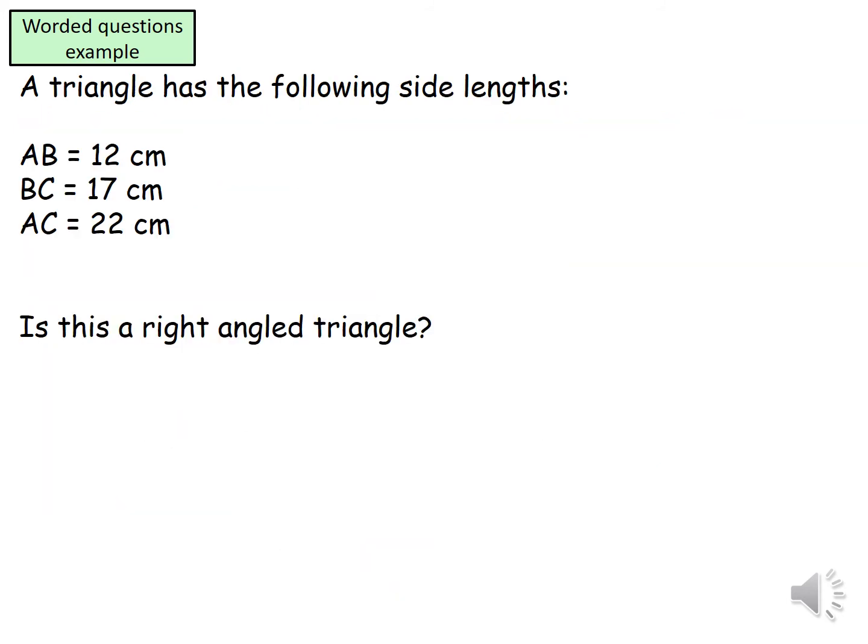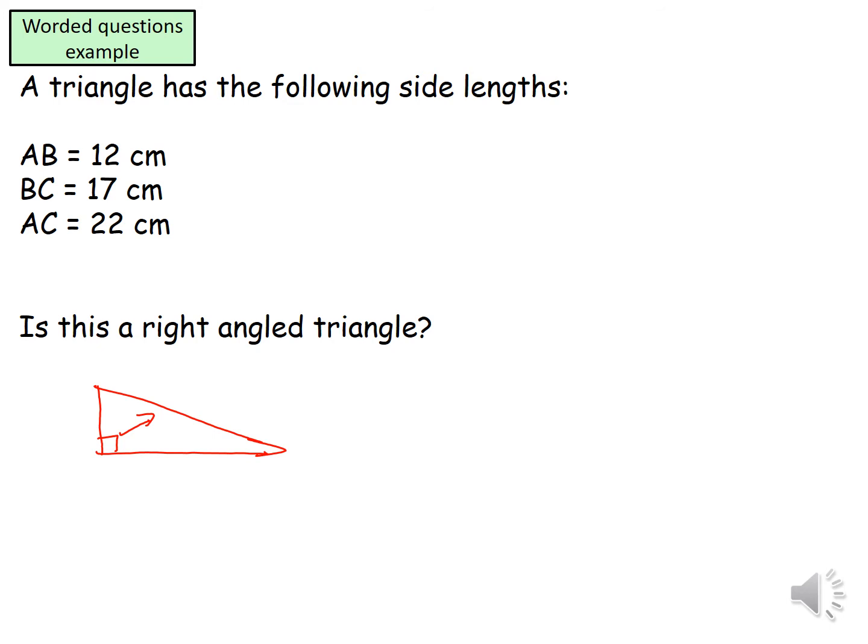Okay, for this example, we've been given 3 sides, and we are asked if this is a right angle triangle. So the 3 sides are AB equals 12 centimeters, BC 17 and AC 22 centimeters. If you are given 3 lengths in an exam and you are asked whether it's a right angle triangle, the first thing that I would recommend you to do is to draw a right angle triangle. Now we should already know that the slanted side, i.e. the side opposite the right angle, is the longest side in a triangle.